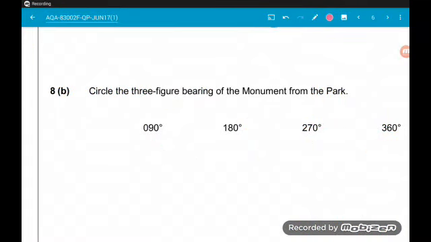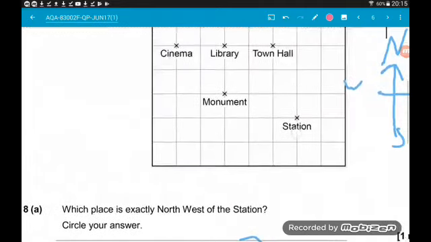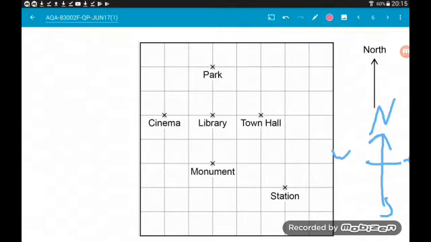And part B asks us to circle the three figure bearing of the monument from the park. So let's go back and find both of those. So of the monument from the park means we're at the park. So here we want to know what bearing the monument is from the park. So I would join them both up with a line.